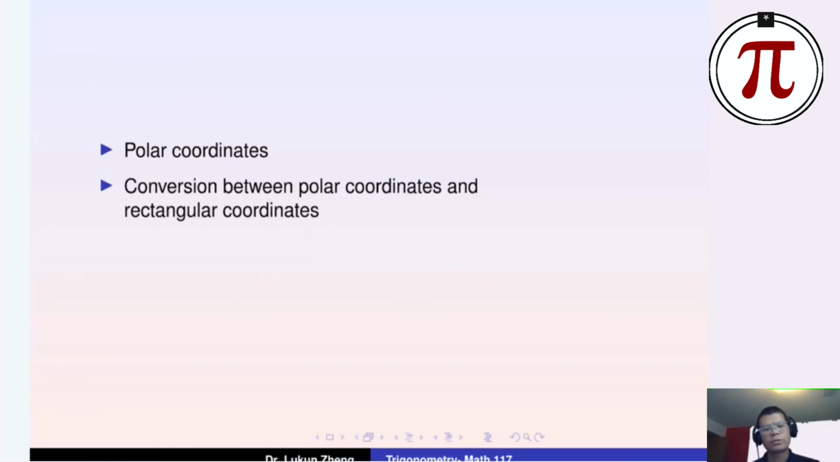Section 4.3, polar coordinates. What do we mean by polar coordinates? There is a radius and an angle, so r times cosine theta plus i sine theta in the parentheses. Conversion between polar and rectangular coordinates: given rectangular coordinates, how to find its polar coordinates, and given polar coordinates, how to find its rectangular coordinates.